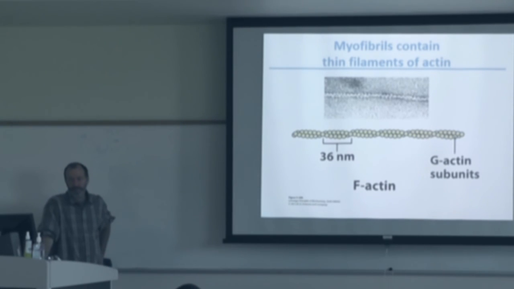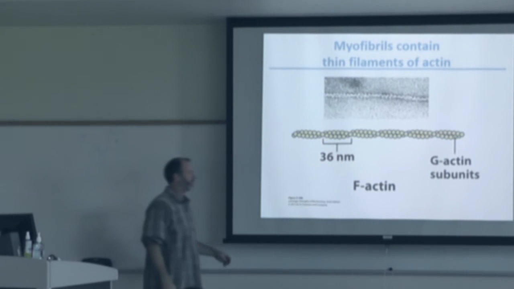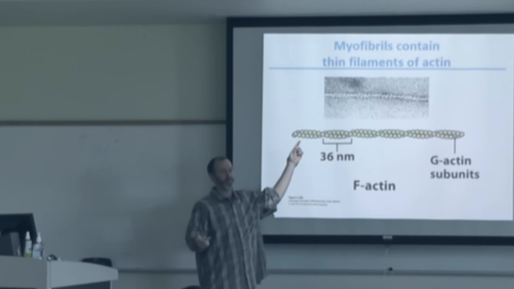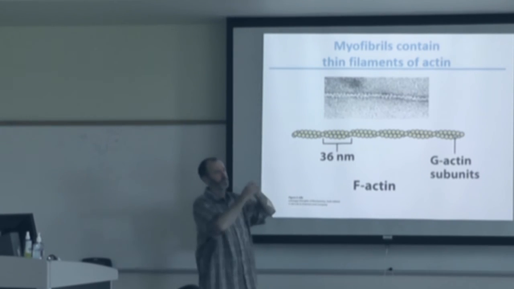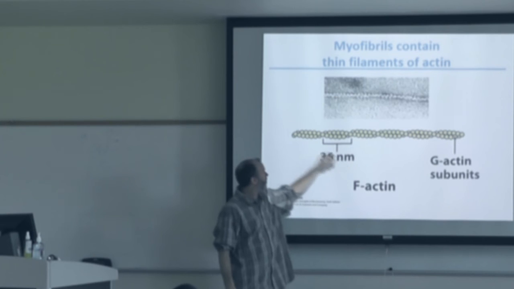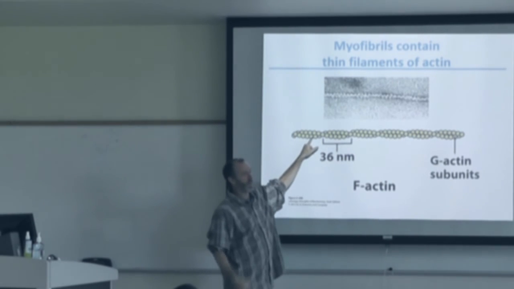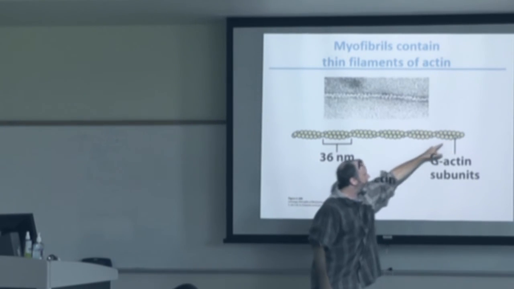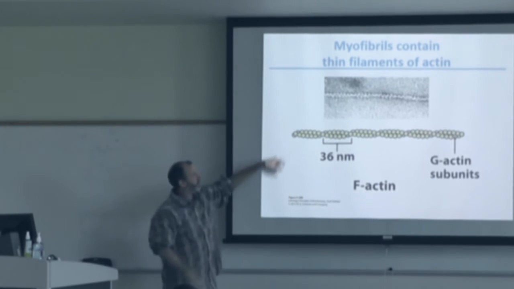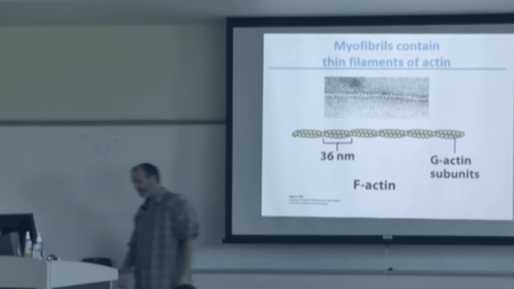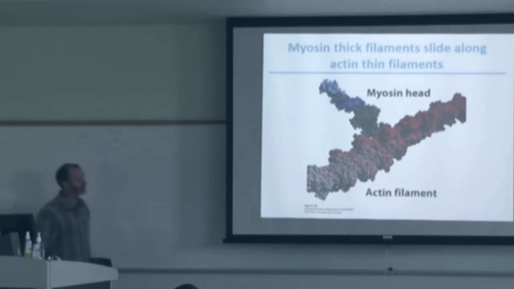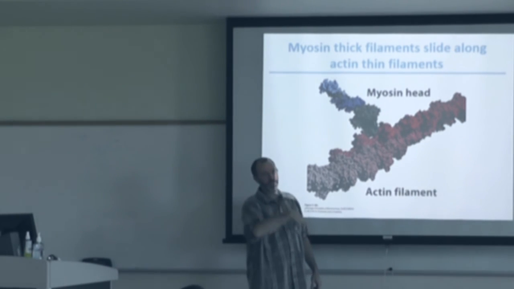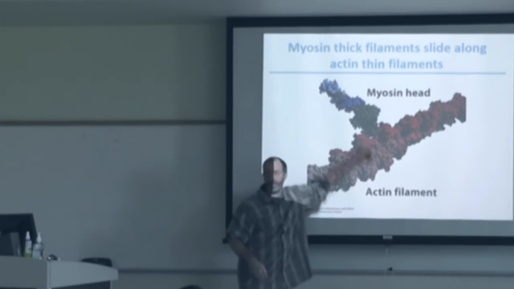The myofibrils contain thin filaments of actin. Remember, when we were talking about structural proteins, somebody mentioned actin as a structural protein. It's fibril, that's why it's F-actin, a fiber made up of all the G-actin monomers. So G-actin subunits, or globular actin, bind together and form these fibrils. And that myosin head will interact with the actin filament, through the actin binding sites on that myosin head.